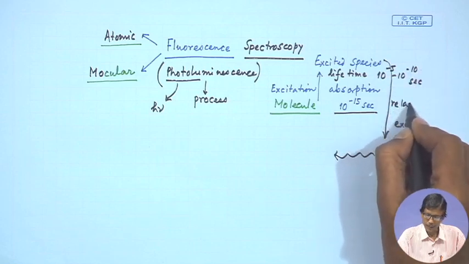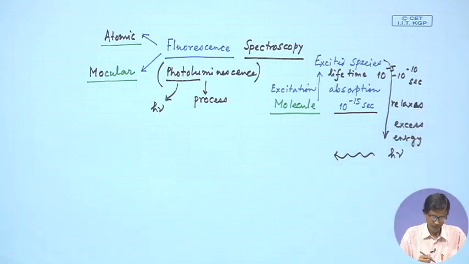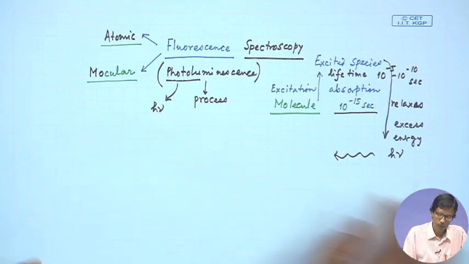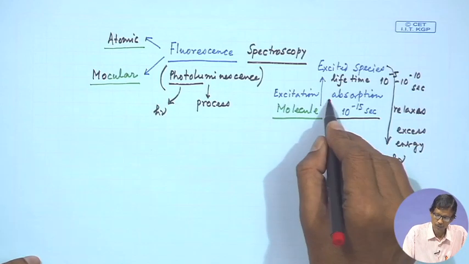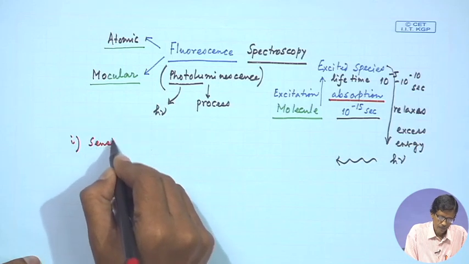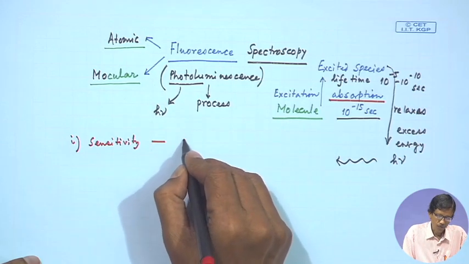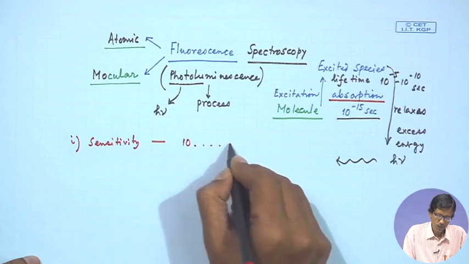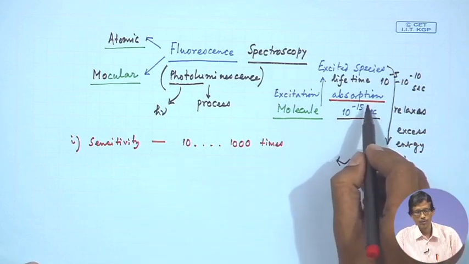So, we have the relaxation. The excited species, when it relaxes, gives the corresponding emission of energy. Why do we use this fluorescence spectroscopic technique over the absorption spectroscopic technique? Because it has a high sensitivity, which is sometimes of the order of 10 to 1000 times more sensitive compared to electronic absorption spectroscopy.